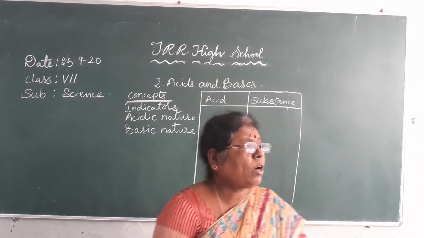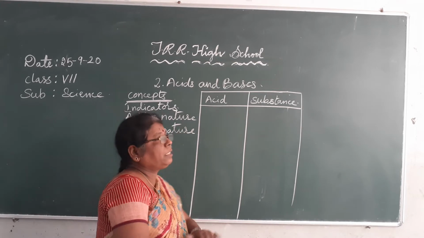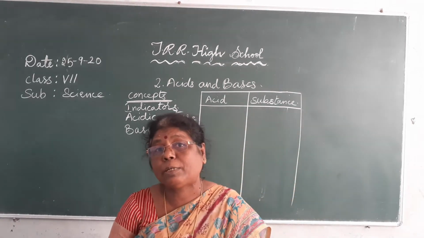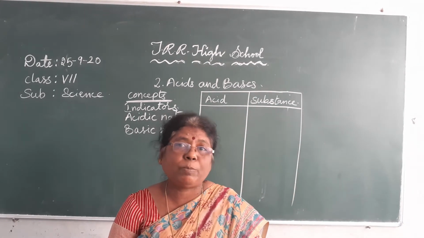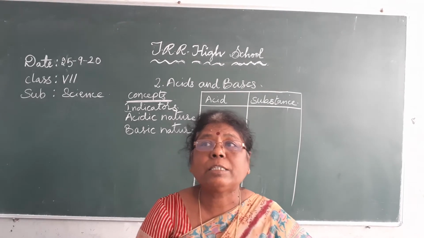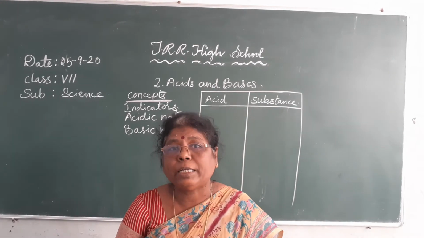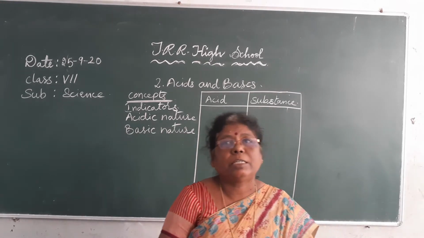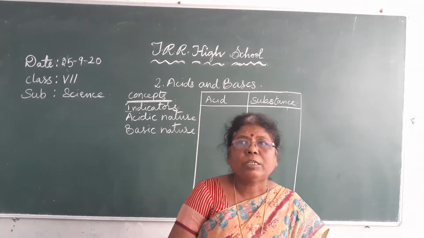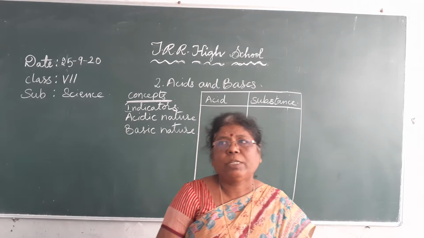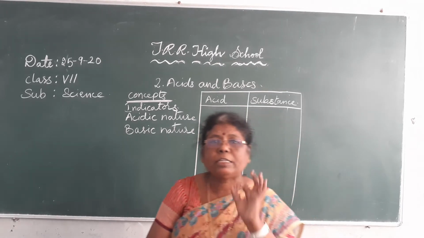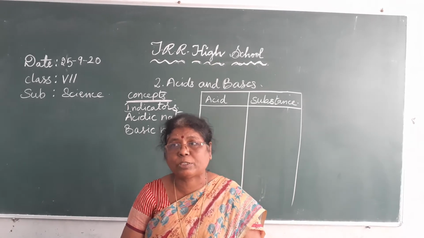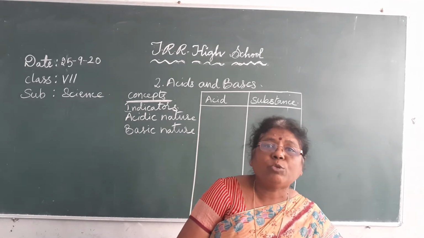Now here we know what indicators are. Already I explained what indicators are. The strips. I used red litmus paper and blue litmus paper. The indicators help in identifying whether a substance is acidic or basic in nature. Isn't it? They are called indicators. Indicators means they indicate, to identify acids or bases. We used strips, red litmus paper strip and blue litmus paper.